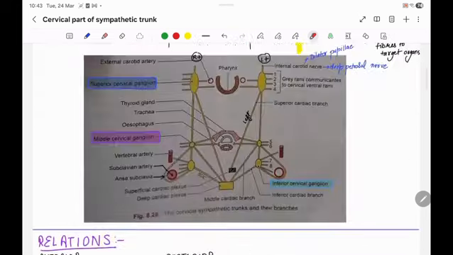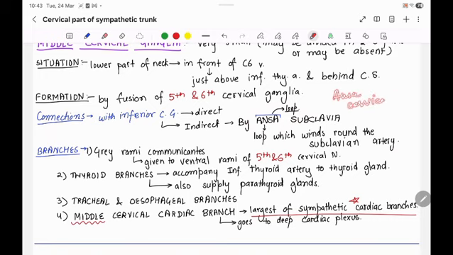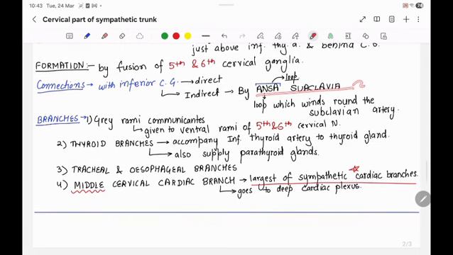Let's see here in the diagram. So this is a direct connection of the middle with the inferior cervical ganglion, and this is the indirect one. See, it is known as ansa subclavia, which loops around the subclavian artery. Ansa means loop. We know that there is ansa cervicalis also, or ansa hypoglossi. So this is ansa subclavia.